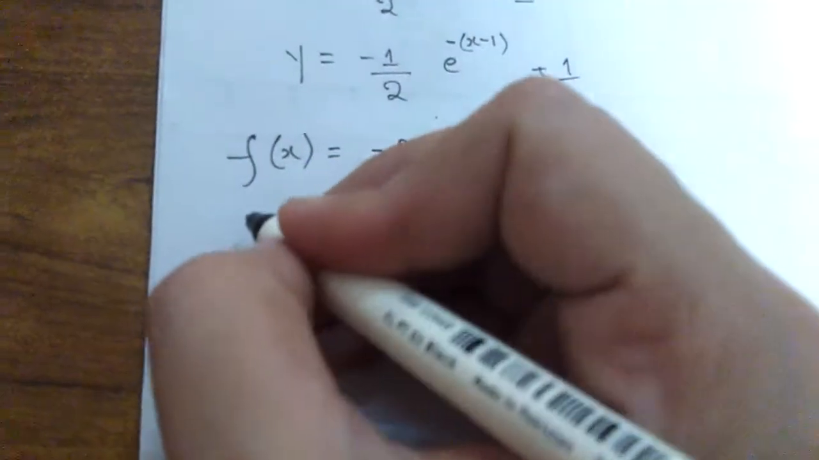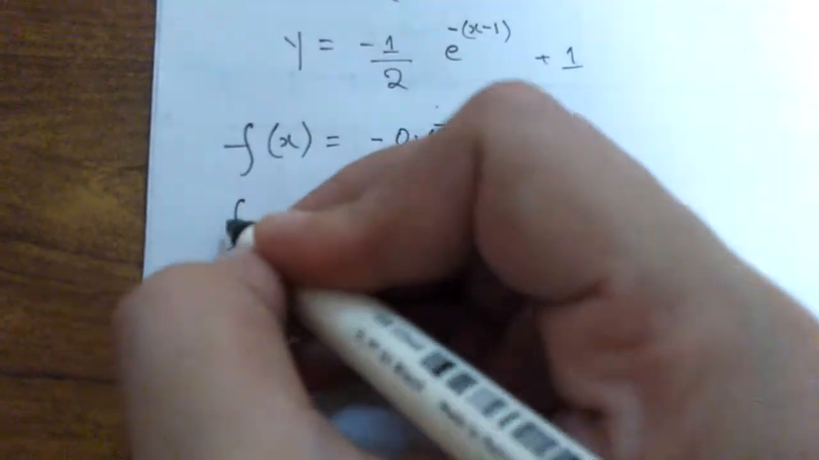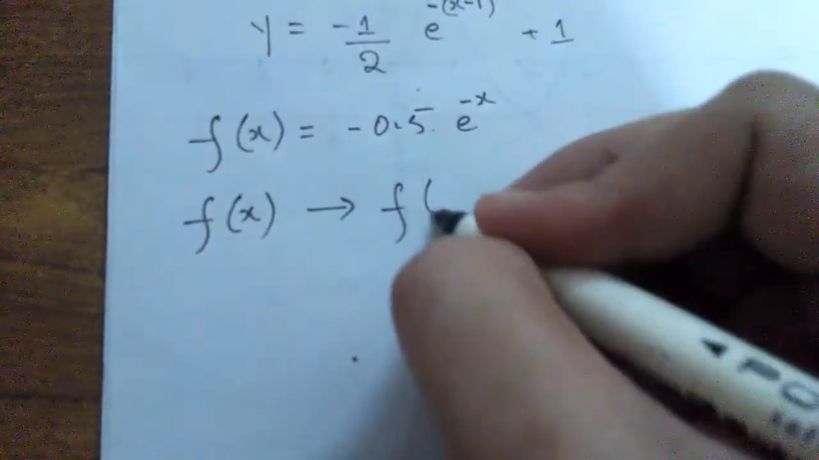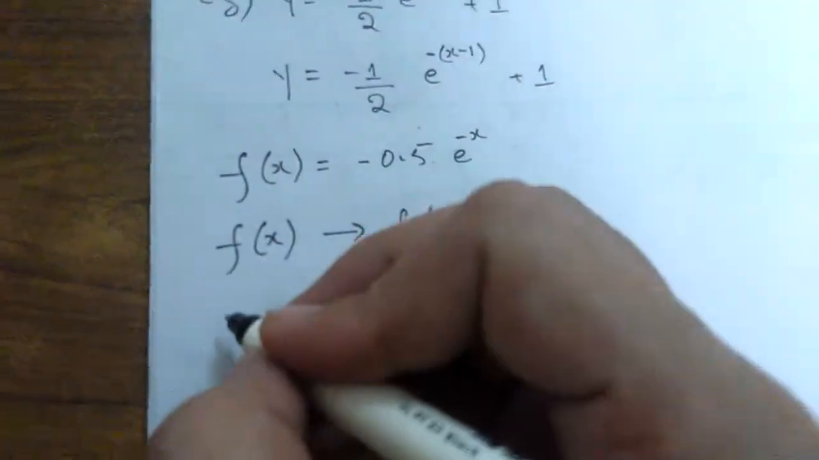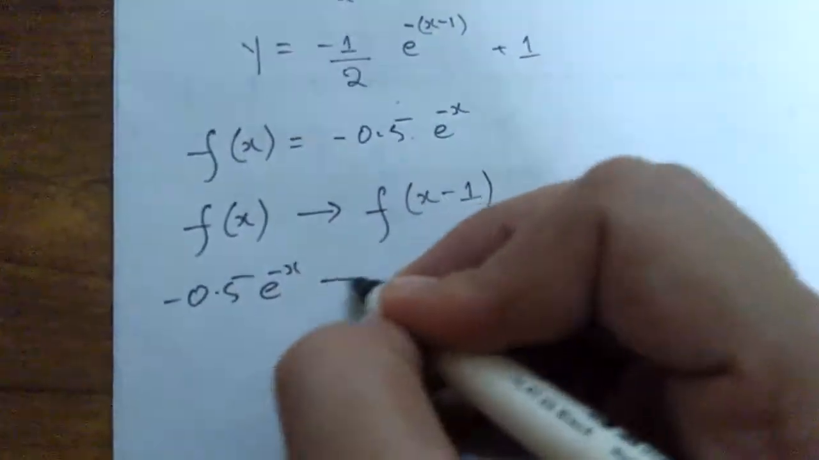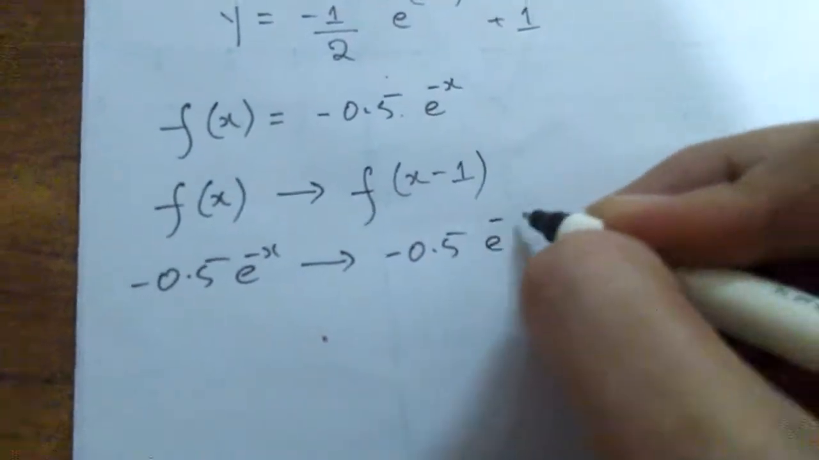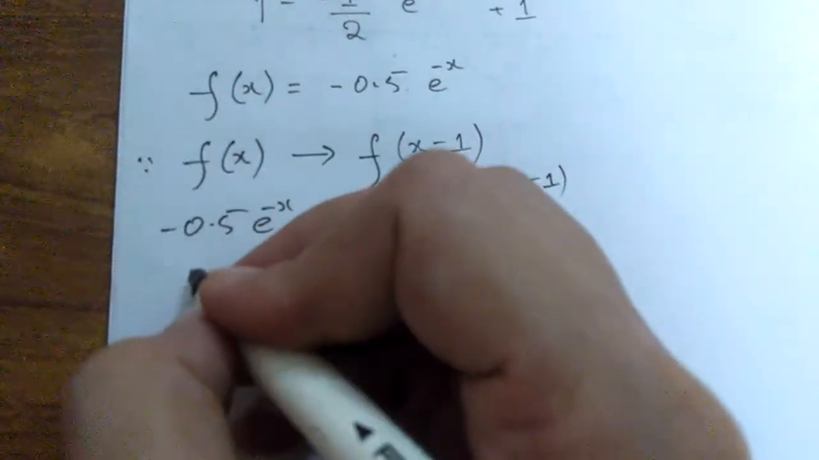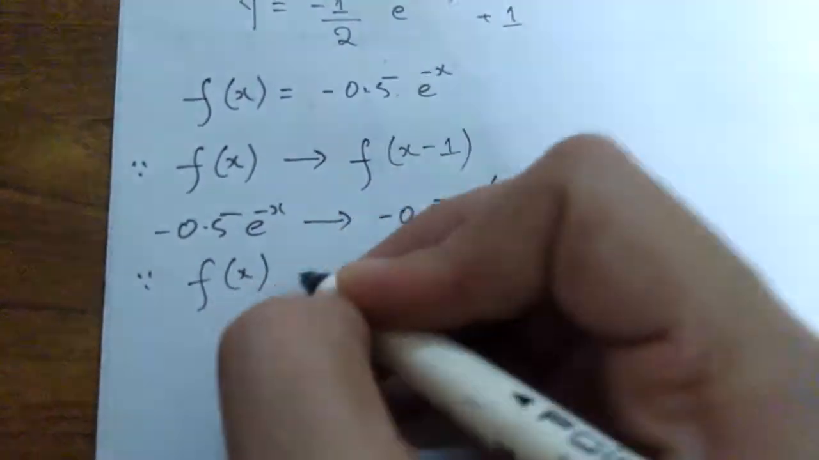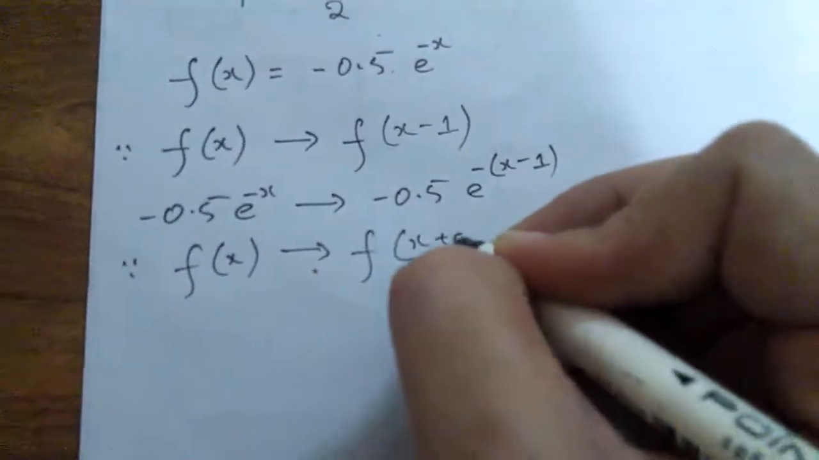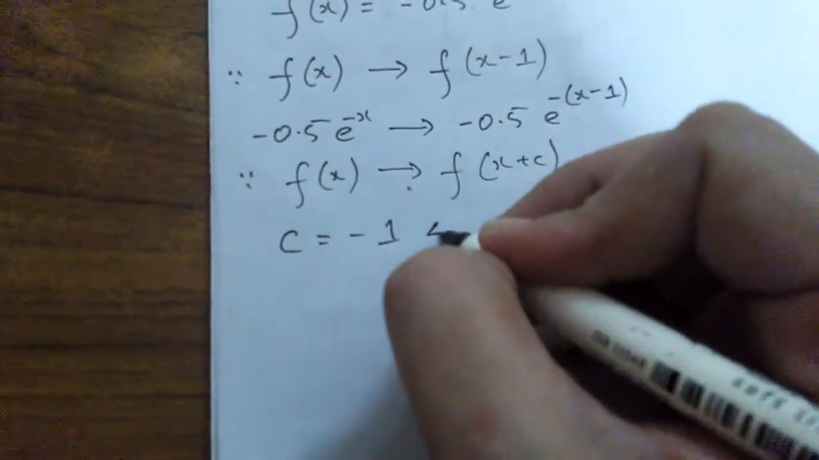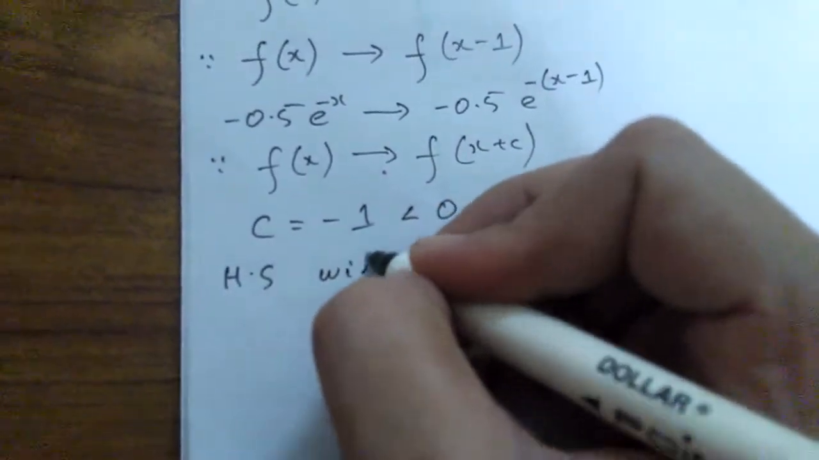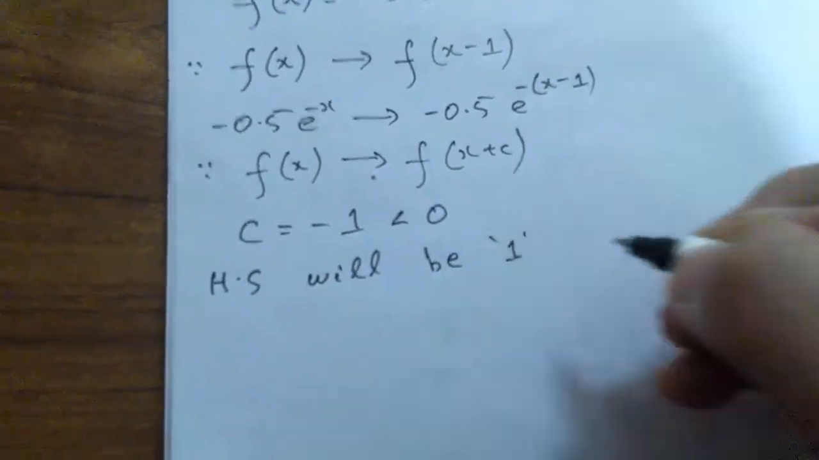Okay, so if your f of x is transformed to f of x minus 1, then this function is going to be expressed like this. Now you're going to compare this shift with your general form. You can see that your c is minus 1 here, which is less than 0. So your horizontal shift will be 1 unit towards right.